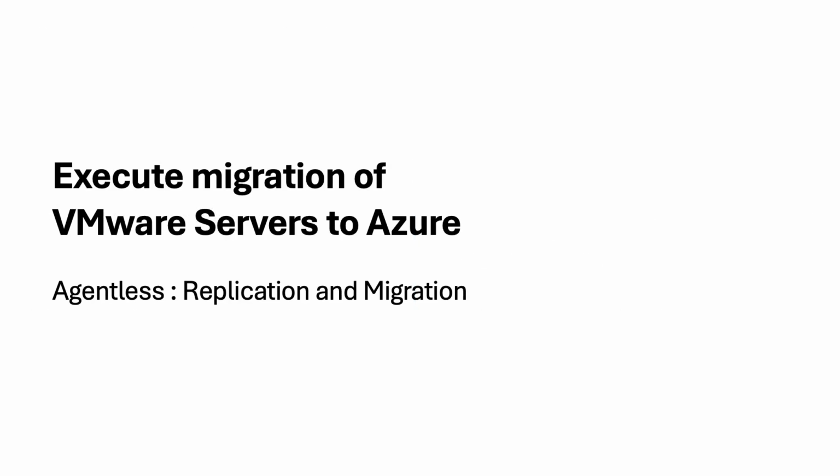Today, we will walk through migrating VMware virtual machines to Azure using the agentless approach without installing agents on the source machines. This method uses the Azure Migrate appliance to discover and replicate VMs with minimal disruption to operations.